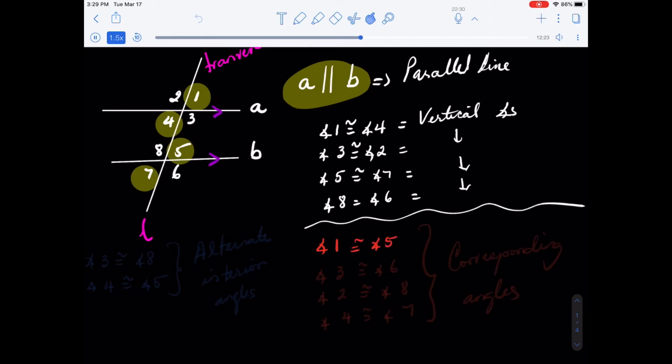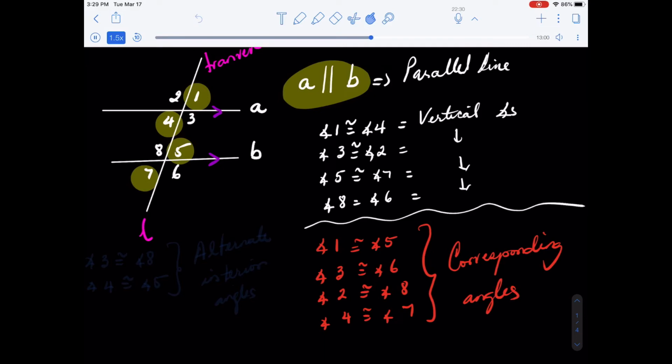Angle 5. You can also say angle 3 is congruent to angle 6. You can also say angle 2 is congruent to angle 8. You can also say angle 4 is congruent to angle 7. This is what we call corresponding.